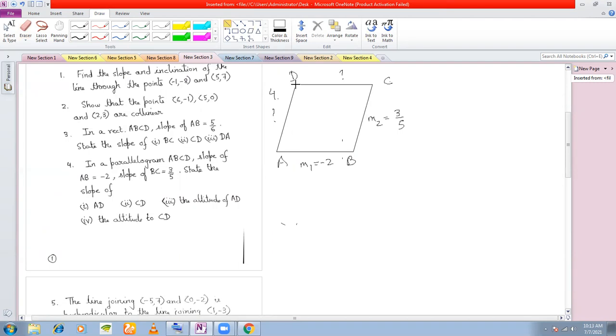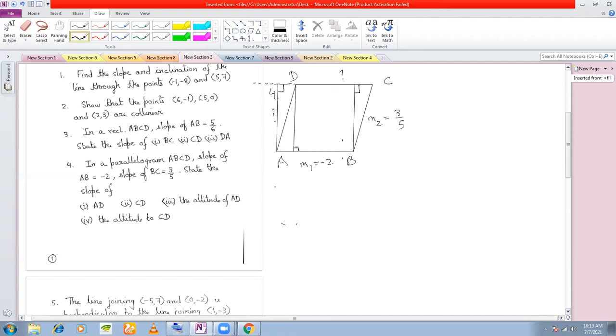You drop a perpendicular here. This becomes the altitude of AD. Or you can produce this line, and you can also drop a perpendicular from here. Same thing. So either you draw this line or you draw this line. It's the same thing. Next is slope of altitude to CD. Altitude to CD. So you draw a perpendicular from here. This becomes the altitude to CD.